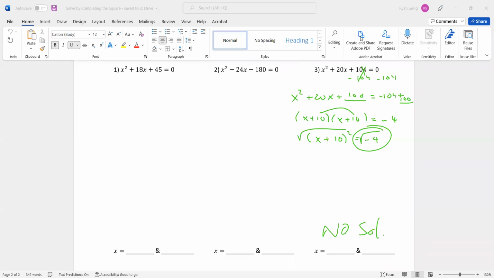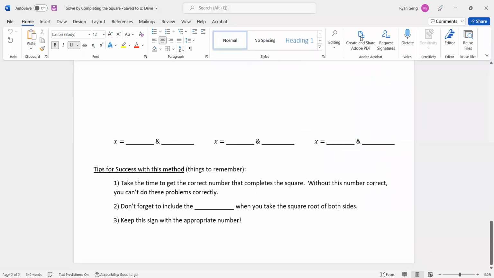Okay. Some tips. Take the time to get the correct number that completes the square. Take the time at the beginning. Without that number correct, you can't do these problems correctly. Don't forget to do the plus or minus. That's going to get you the 2 answers. If you forget the plus or minus, you're only going to get 1 answer. And keep that sign with the appropriate number.